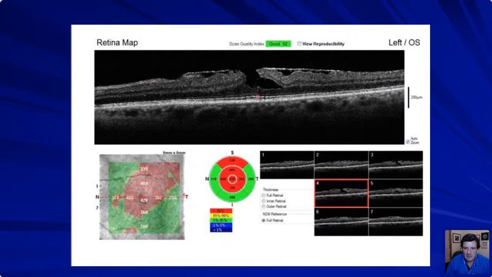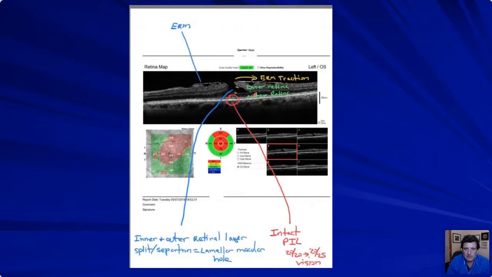And on this scan, everywhere from the external limiting membrane to the ellipsoid zone to the RPE layer, all intact. 20/20, 20/25 would be the worst that I would call this patient. Again, not a small or medium. We can measure this. It wouldn't be a full thickness macular hole because those layers of the photoreceptor are intact.